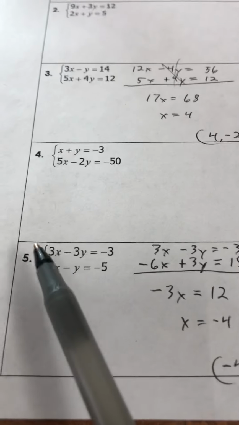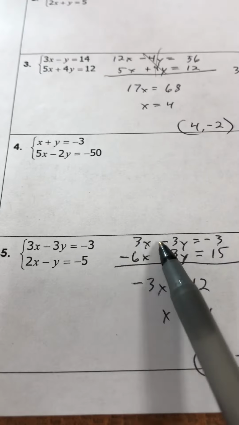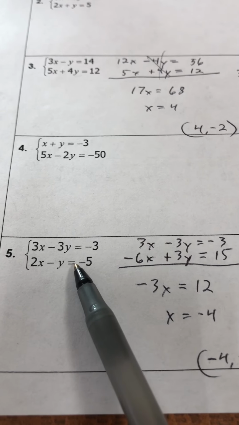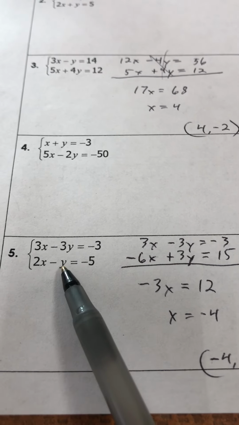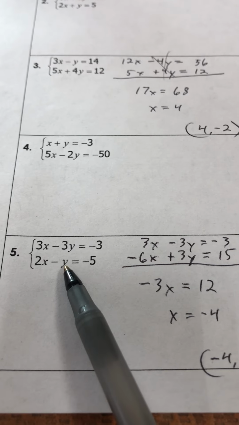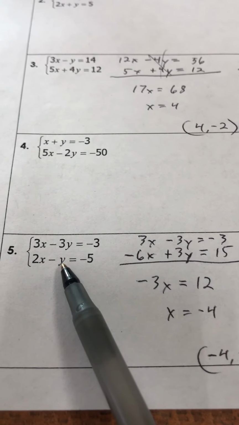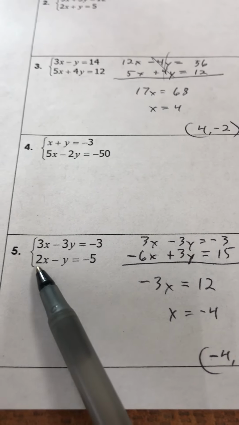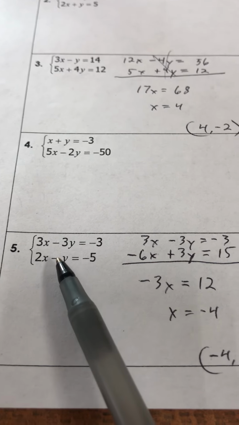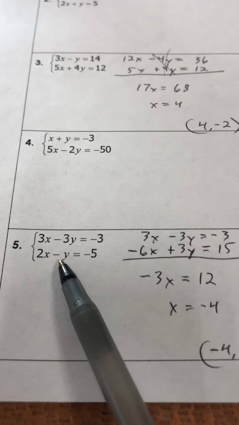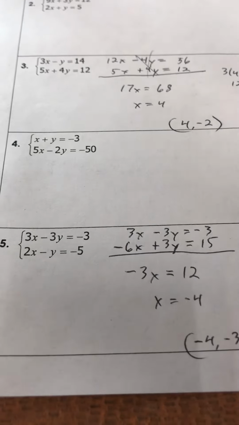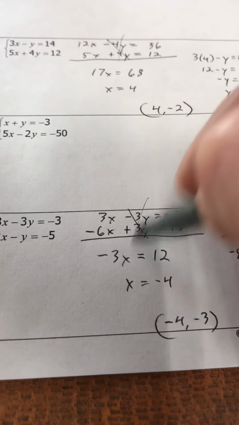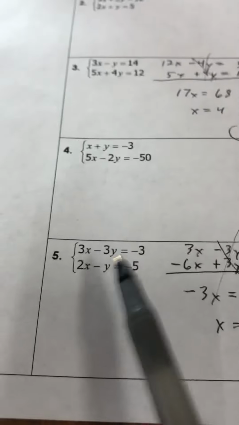For number 5, I'm going to keep the top the same. I'm going to change the bottom because it's very easy for me to just change this to a positive 3y. Changing it to a positive 3y means I have to multiply everything by negative 3 because a negative and a negative is a positive. And you can see over here that these two are going to cancel out. Okay, that's why I did it.